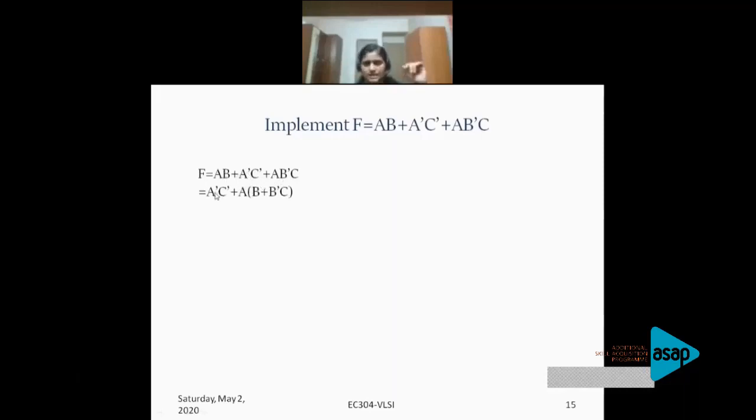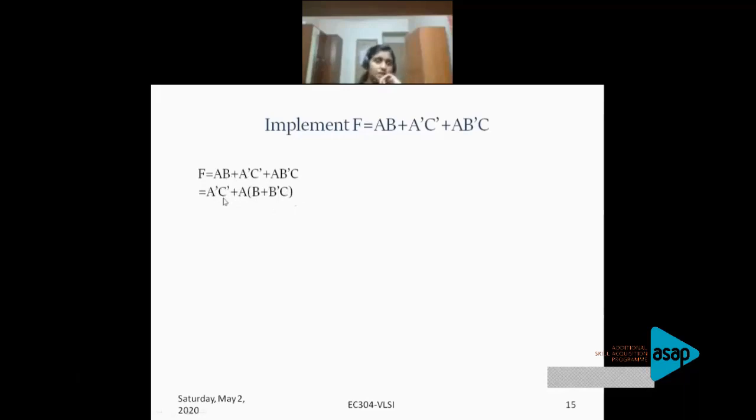So I just rearrange this and write it as A bar C bar, the second term I'm writing as the first one, A bar C bar plus A into B plus B bar C. So this is your equation. So I'm going to implement this equation using a transmission gate.